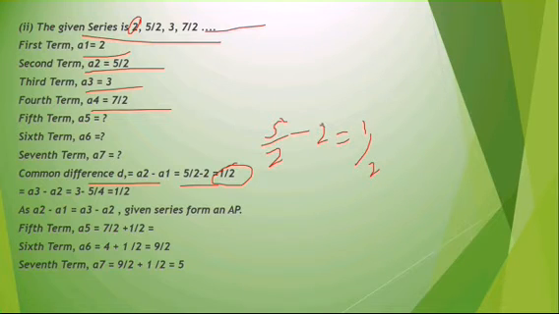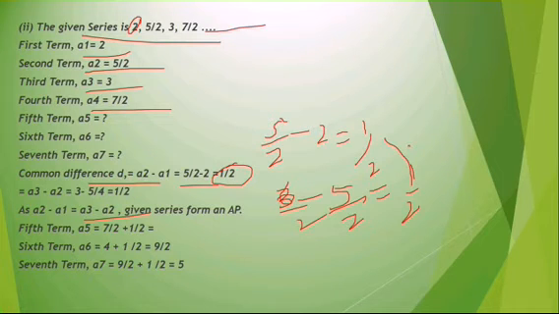Now check the common difference by subtracting third term minus second term. So what is the third term? That is 3. Then if we subtract 5 by 2 from 3, taking LCM of 3, we will get it as 6 by 2. So we will get 1 by 2. So we can observe that both are same. The common difference is same. So they form an AP.